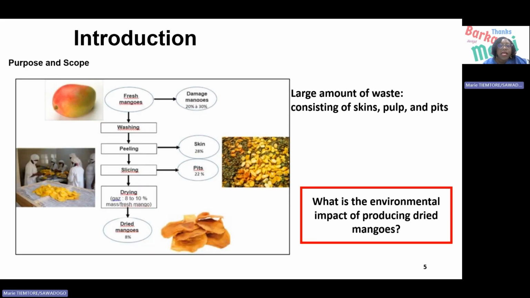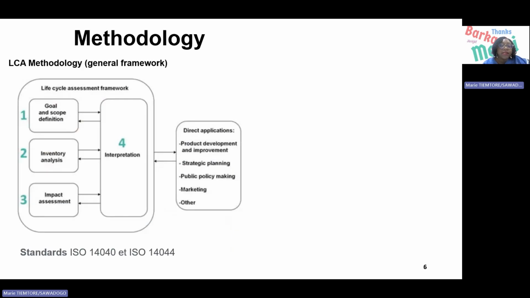Drying mango has many processes, going from fresh mango to the washing step, peeling, slicing, and drying. During this process, a large amount of waste is produced, consisting of skins, pulp, and pits. This waste can be recovered as energy in these industries. Our purpose here is to assess the environmental impact of this process. So what is the environmental impact of producing dried mango? To do that, we use LCA.